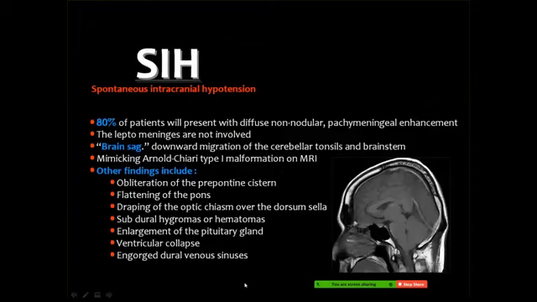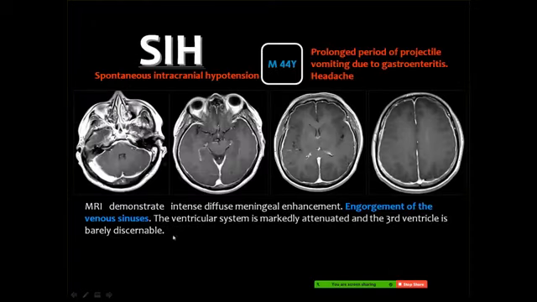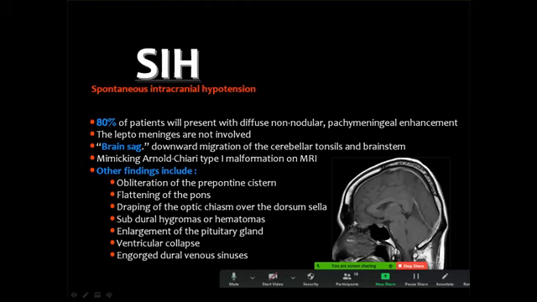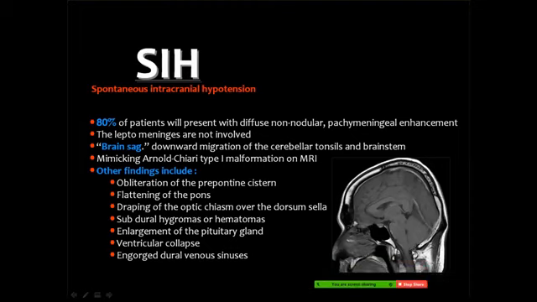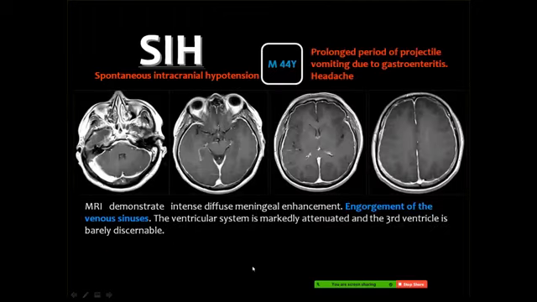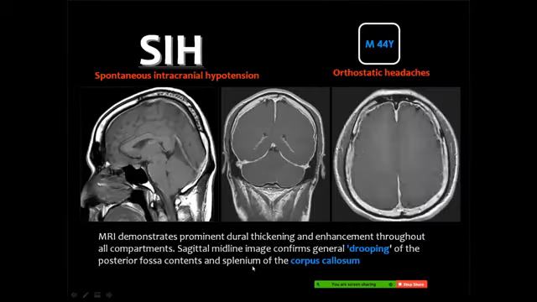Then we go to another case, and here you can see that there is engorgement of the dural sinuses, a diffuse pachymeningeal thickening, and also one of the important findings in the sagittal images is the downward herniation of the tonsils through the foramen magnum, simulating the Chiari-1 malformation. Please remember these findings. They are very important for the diagnosis of a spontaneous intracranial hypotension.